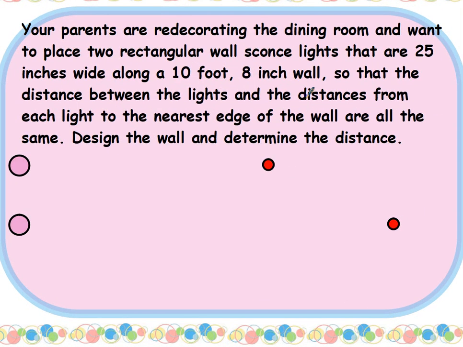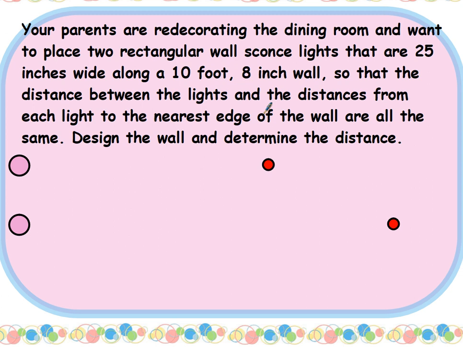All right, next problem. It says your parents are redecorating the dining room and want to place 2 rectangular wall sconce lights that are 25 inches wide along a 10-foot 8-inch wall, so that the distance between the lights and the distances from each light to the nearest edge of the wall are the same. And then it says design the wall and determine the distance.